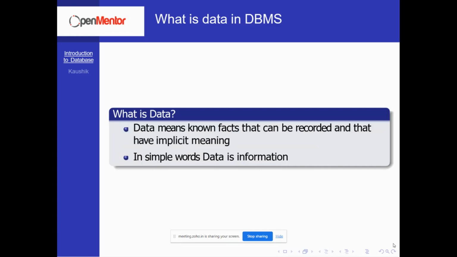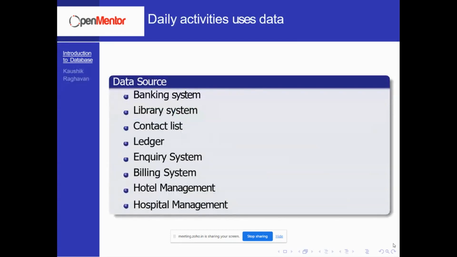For example, if I say name, you all know what it is. Age, right? City, right? That's basically data. In other words, data is information.